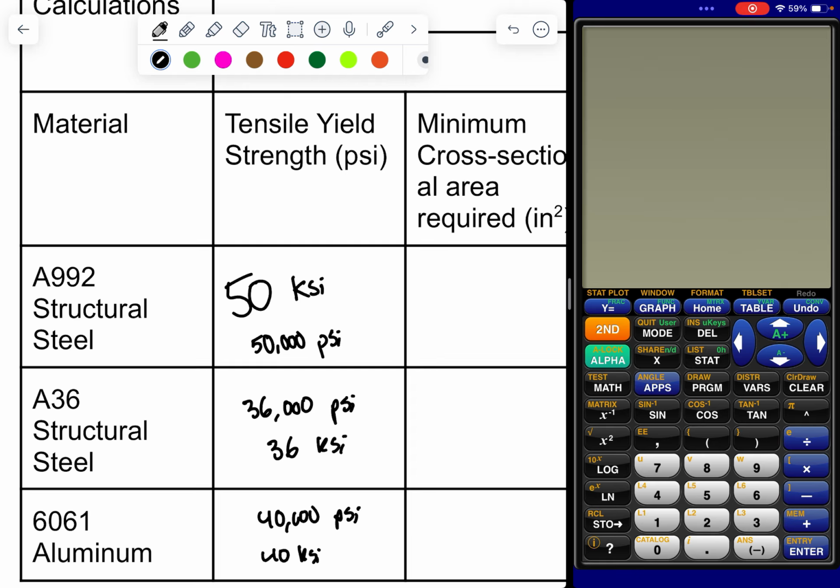A lot of these will be reported in KSI, in other words, kilo pounds per square inch. So that's what I've got here. If the A992 is 50 KSI, that's the same as 50,000 PSI. Just good to know our prefixes there, and that kilo means thousand.